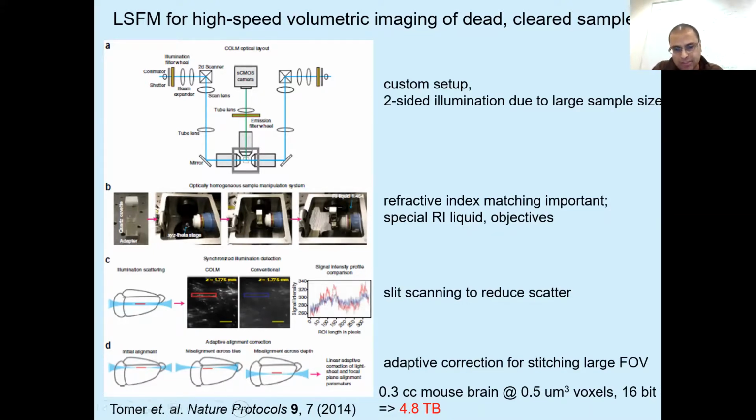The real problem is this multi-terabyte data set. So if you want to image, let's say, a mouse brain, 0.3 cubic centimeters at half a micron cubed voxels, that ends up being 4.8 terabytes. And so the data size itself becomes a real pain to deal with.